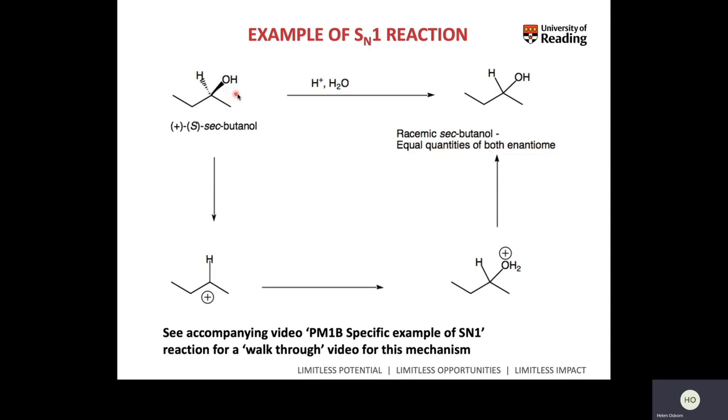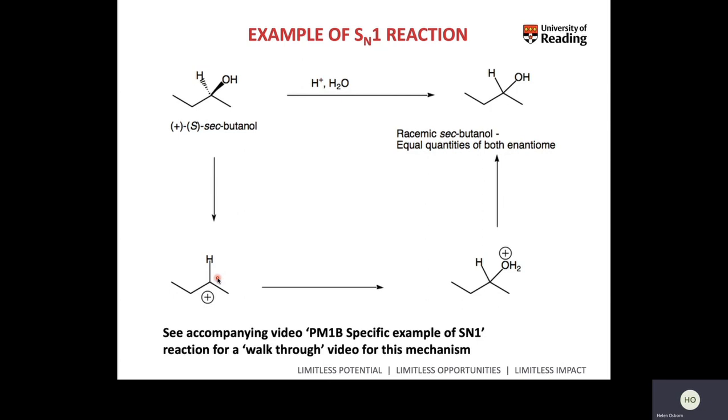So what we're doing is losing a leaving group. This is combining with H+ to make a good leaving group. This is breaking off to give us a carbocation. Remember that the carbocation is planar and it can be attacked from either side. So even though this was one enantiomer, we've now ended up with a planar carbocation.